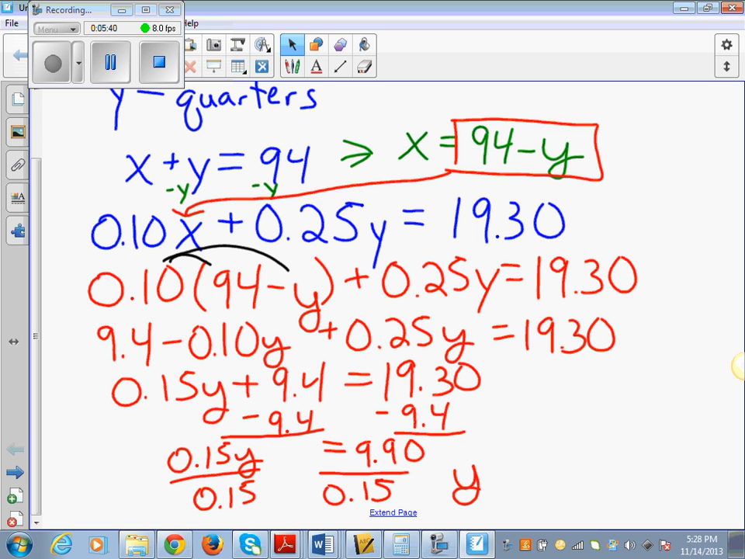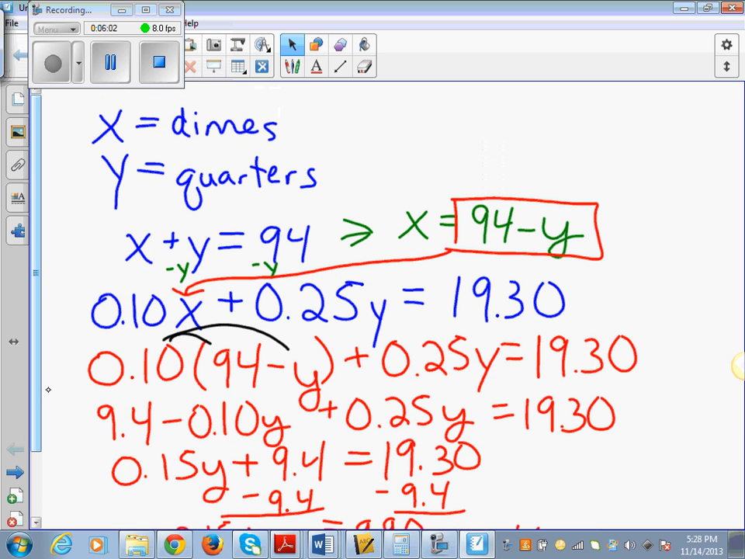And that tells us that y is equal to, and you might want a calculator for this, 9.9 divided by 0.15 is 66. So if y is 66, if we go back to our top here, where we defined x and y, y is 66, so that means that Veronica has 66 quarters.